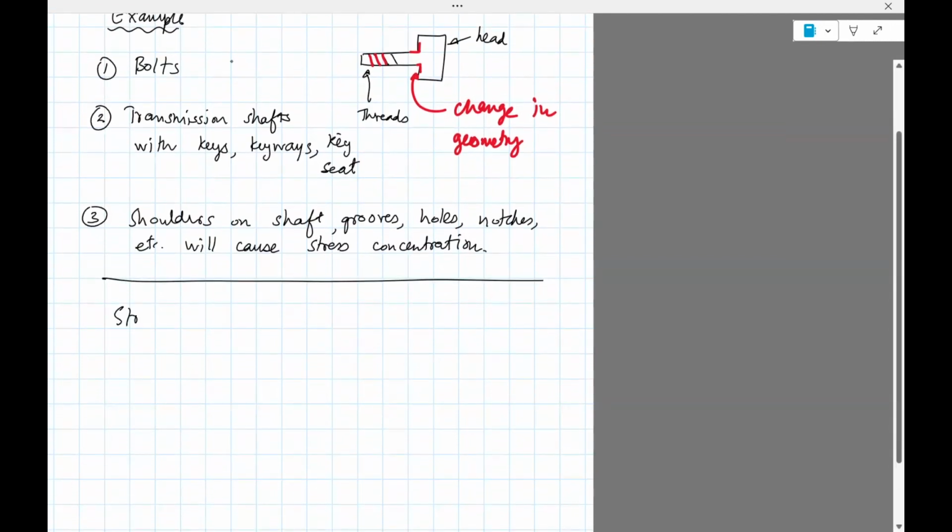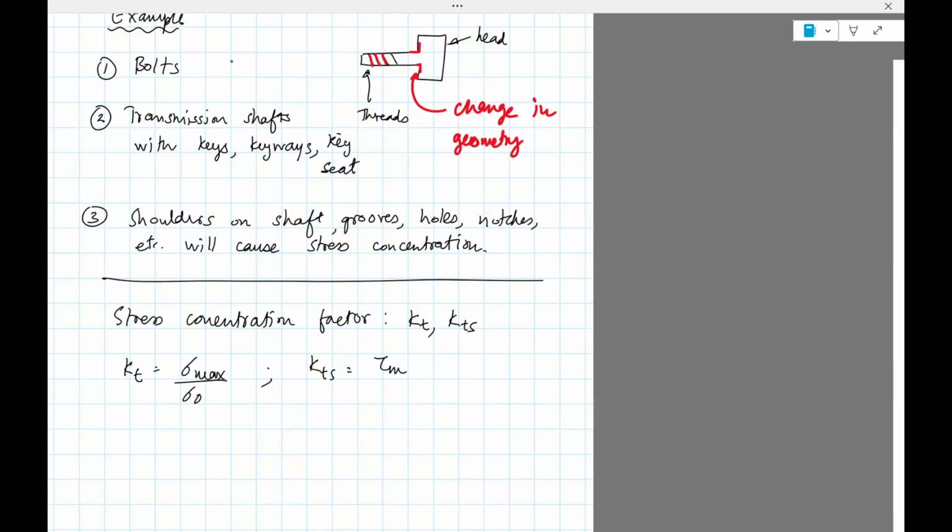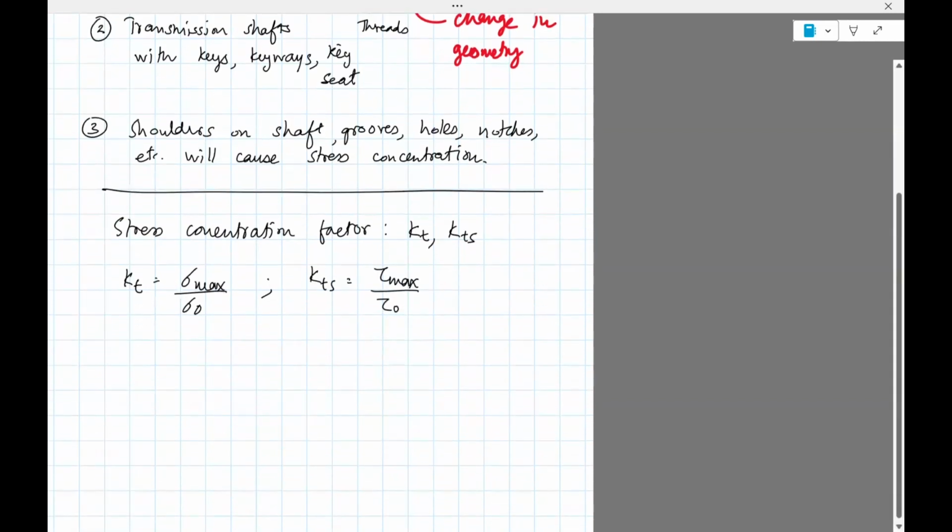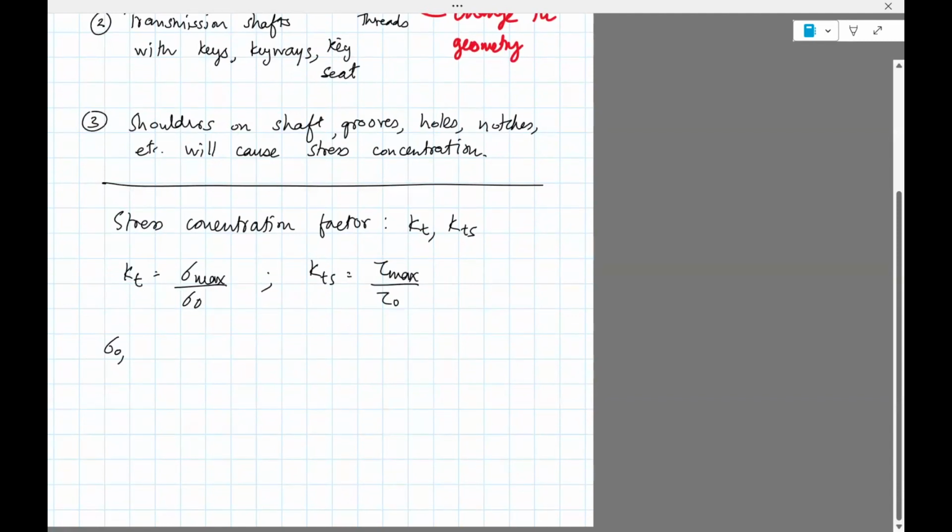We'll use what is known as stress concentration factors. These are non-dimensional numbers. Two of them we'll use are KT and KTS. KT is for normal stress, and will be sigma max divided by sigma 0, and I'll define what these are. And then KTS we'll use for shear stress: tau max divided by tau 0. Now sigma 0 and tau 0 are the nominal stresses.